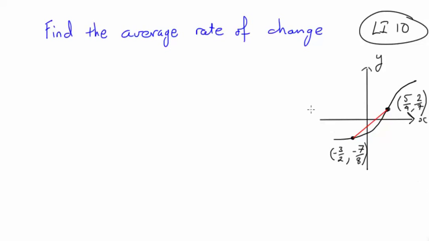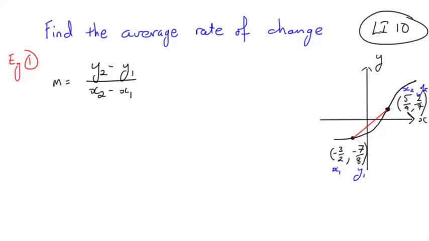Well, we need to remember our formula. It's essentially the gradient of a line. You can write it as m if you like. You can call it m. M equals, and you should know this formula from your linear graphs, y2 minus y1 over x2 minus x1. If you like to, you can label these how you like. So this is point number 1, so that's x1, y1. This is point number 2, so that's x2, y2.